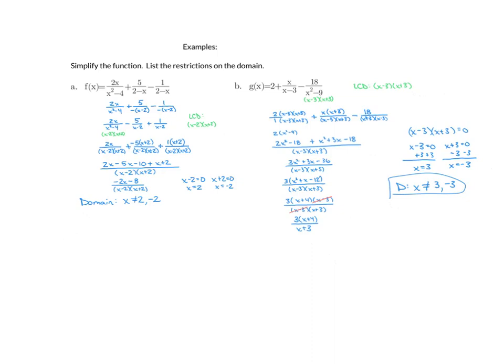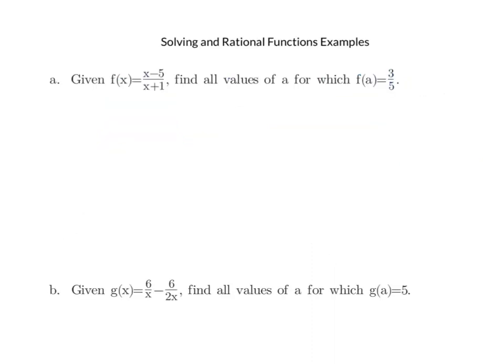Okay, so there are some simplify the functions. Last thing that we want to look at is we want to talk about solving rational functions given the y value. Okay, so if we look at A, it says given f of x equals x minus 5 over x plus 1, find all values of A for which f of A equals 3/5.